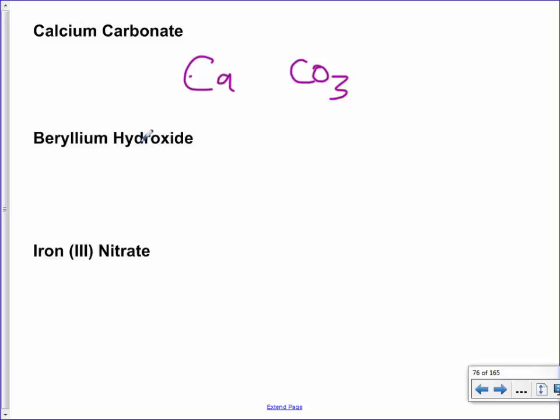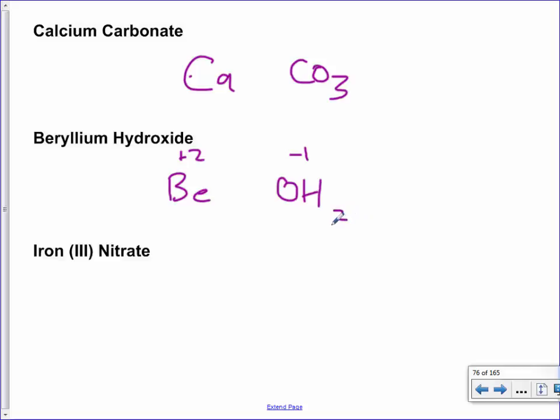This guy down here I got to be careful on though. Beryllium is Be. Anybody remember what hydroxide was? Good, OH. On this guy I got to be careful because OH is a -1 charge. Anybody know what beryllium's charge is? +2. This means that they don't fit. So we're going to need more than one of the hydroxides. So I put a 2 there.